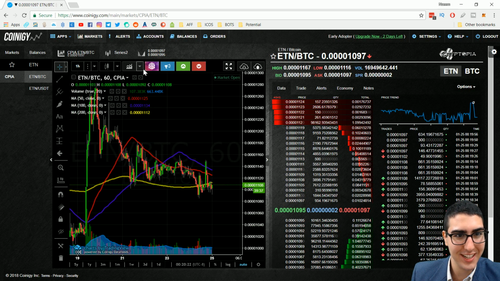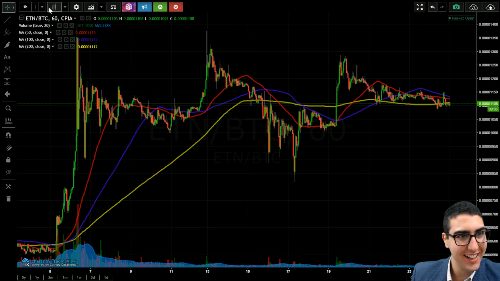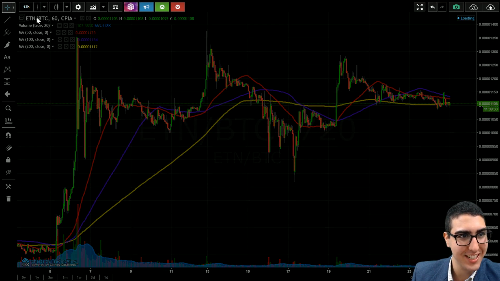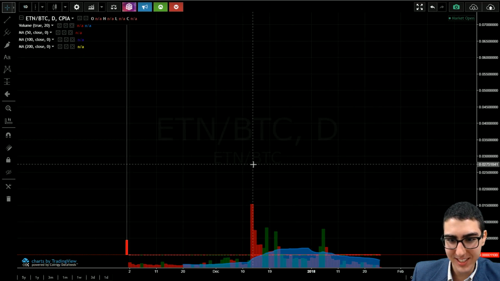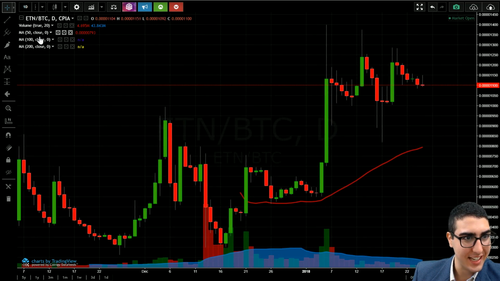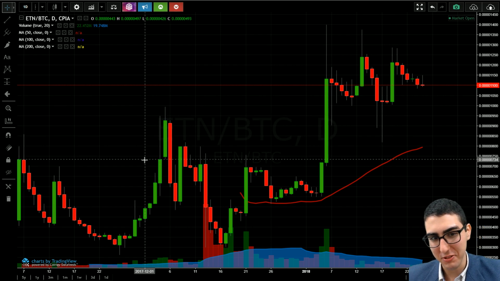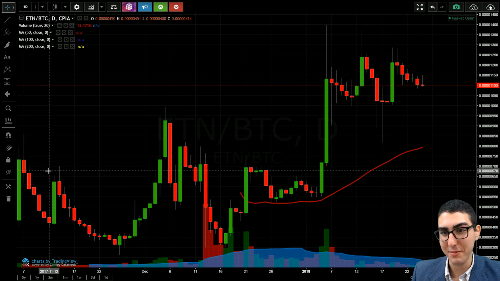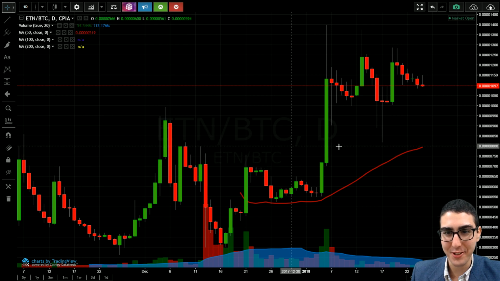I'm liking this Coinigy thing. Wow. That's one of my favorite ICOs. Look at that. You actually have a nice chart here for ETN. I've never seen ETN on a technical chart, so this is actually pretty awesome for me. I love this. This is so cool.